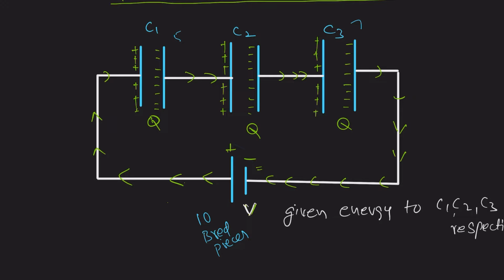See here, potential is given by the battery. C1, C2, C3 take it. So here the potentials developed across C1, C2, C3 depend upon their capacitance. Suppose V1, V2, V3 are the potentials developed across C1, C2, C3 respectively.